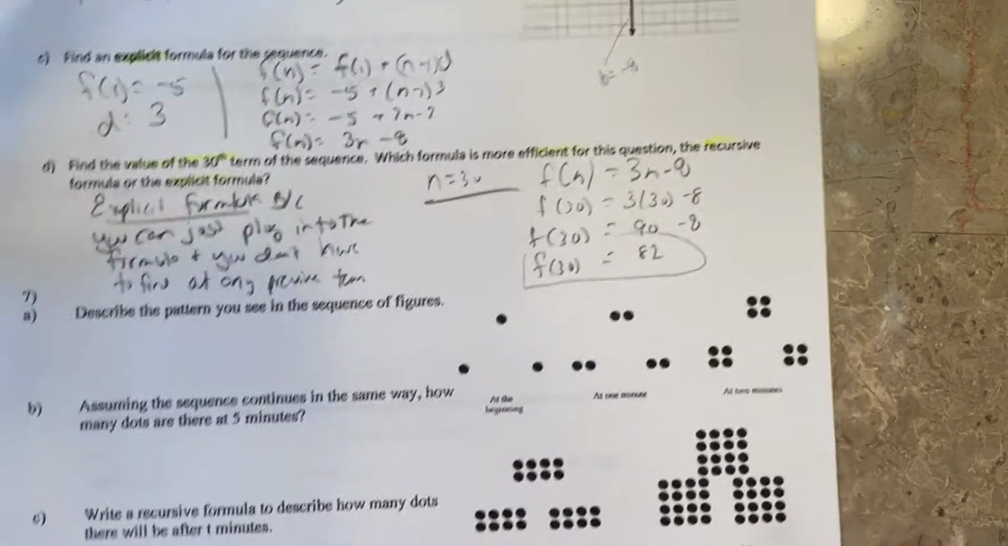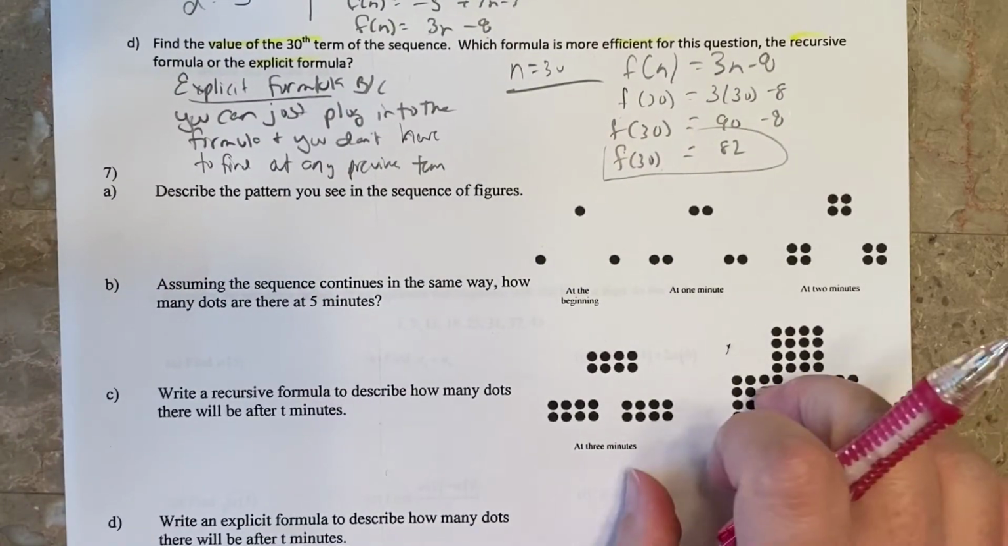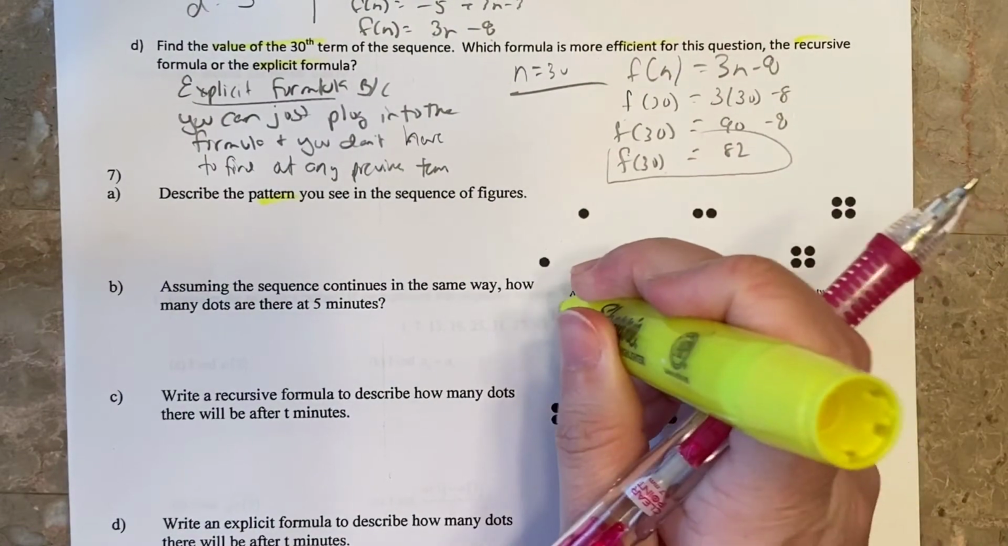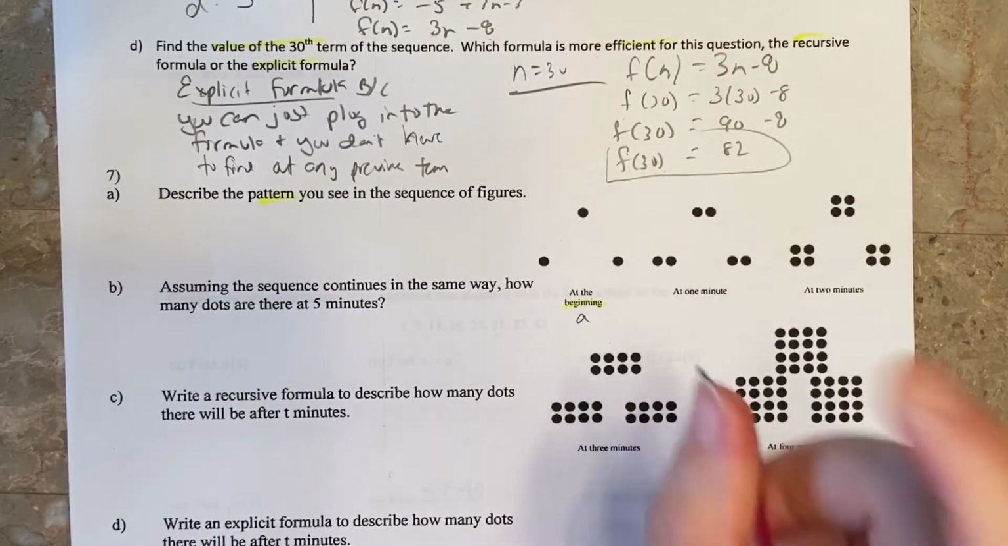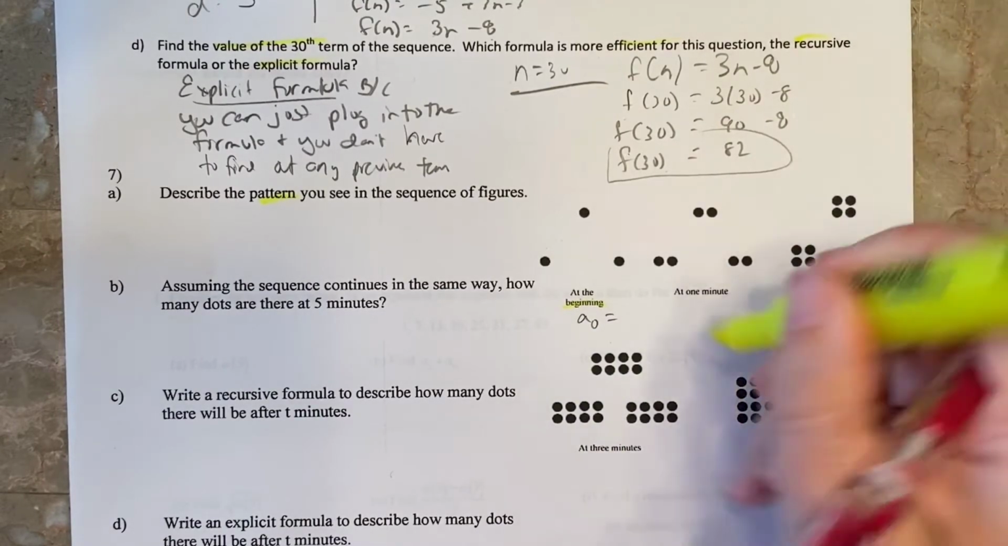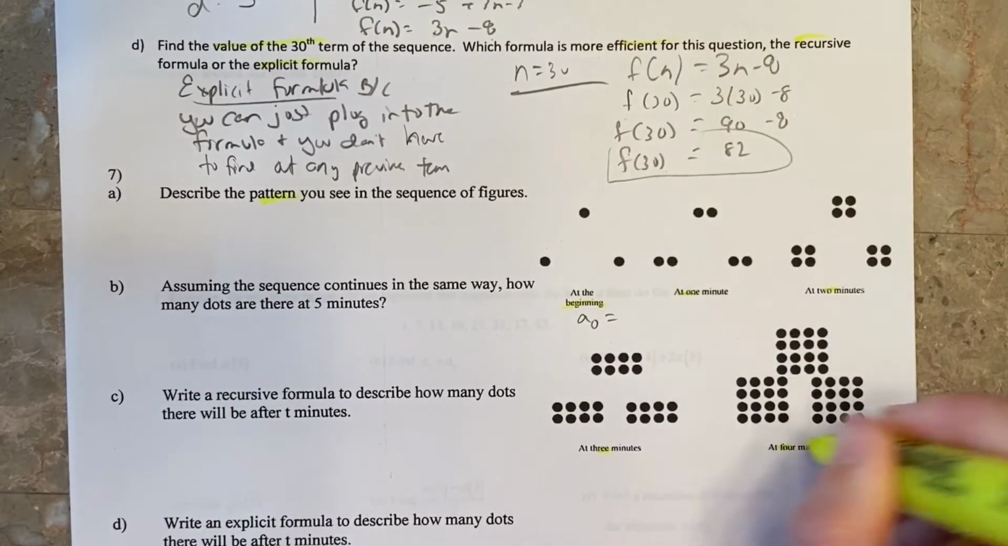Okay. Number 7. All right, so we have another dot question just like we did on the front. So describe the pattern you see. So let's go through. So beginning. Okay, so what did I say? A sub what was beginning? You should say 0. Good. And then you have a sub 1, a sub 2, a sub 3, and a sub 4.